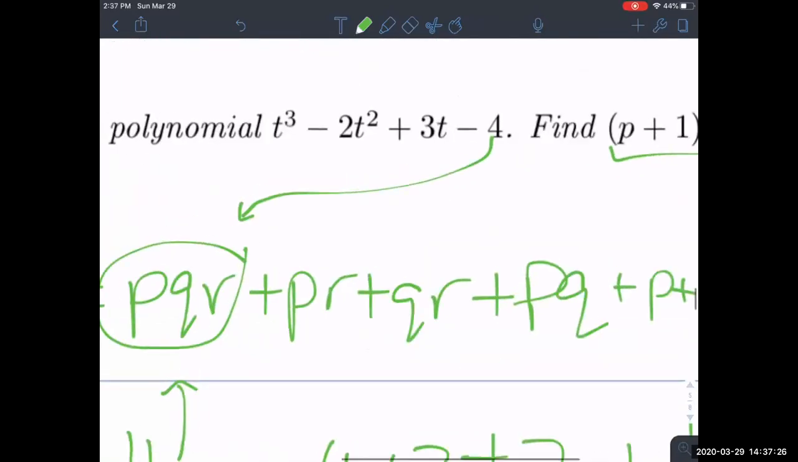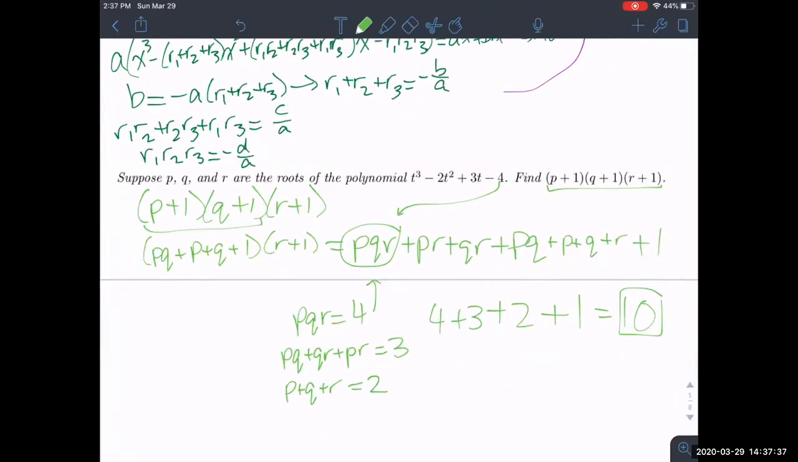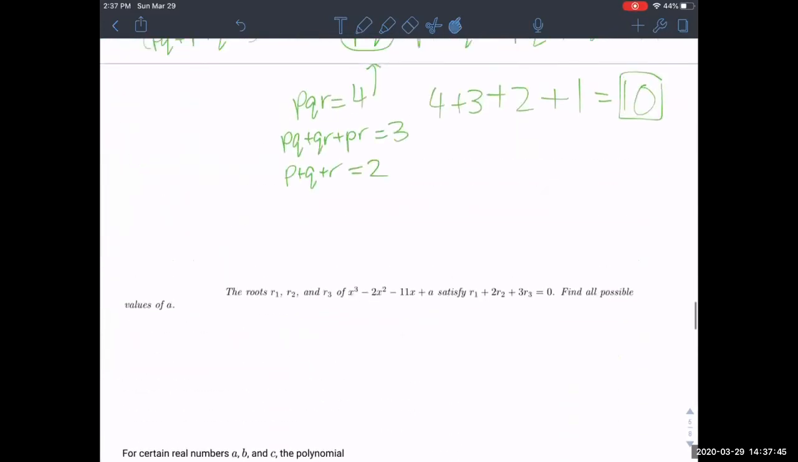Notice that you can't actually find the roots of this manually, or at least I can't think off the top of my head of any integer or even rational number roots. So hopefully there aren't any questions about that. Let's move on to the next one.